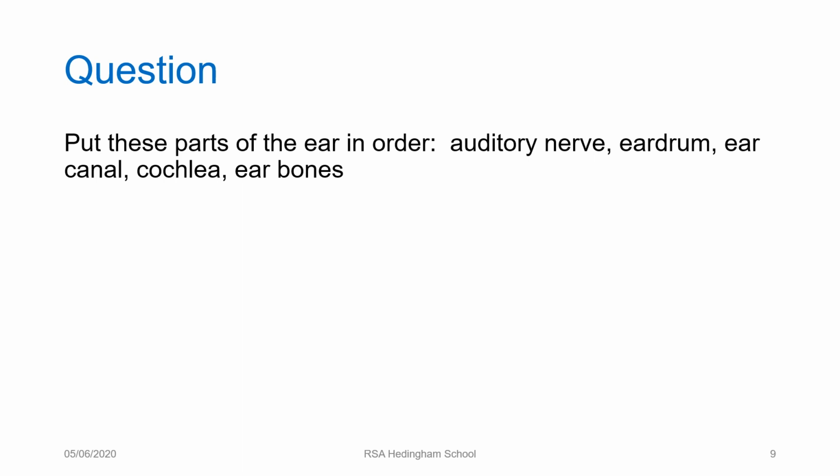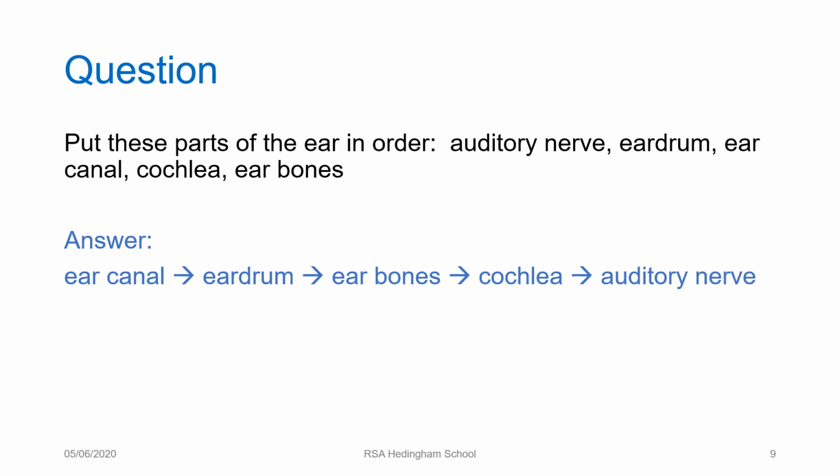Just a quick recap question. Can you put these parts of the ear in the correct order from the outside to the inside? So you've got five structures. Put them in the correct order. And you should start with ear canal, then the eardrum, the ear bones, the cochlea, and finally the auditory nerve.